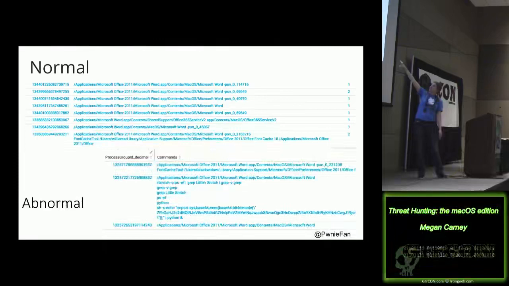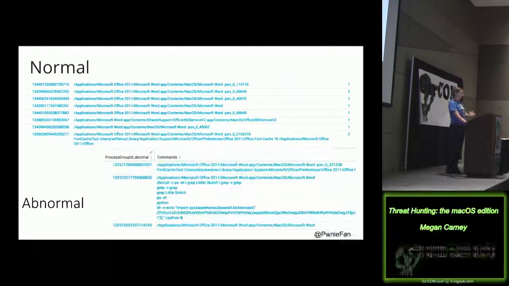There's our macro in the center. It's launched, what, 6 processes? And it includes command lines, it includes Python. And if you'll notice in the normal situation, all of those are Office binaries. So this is a really simple signal in your environment. If you're looking, just look at what Word normally launches, and then look for variations from that.